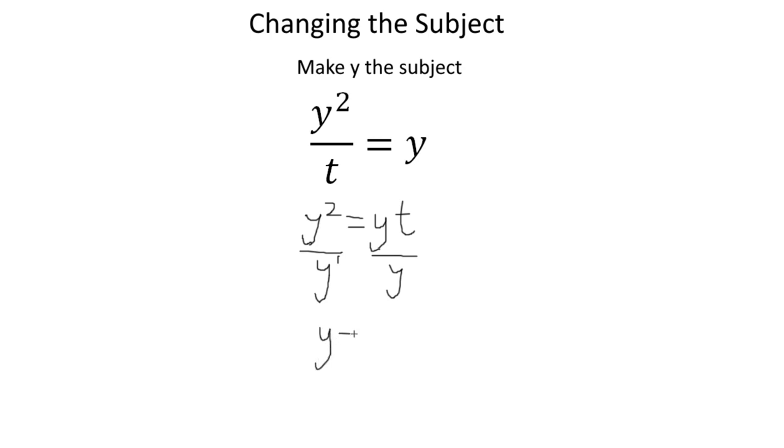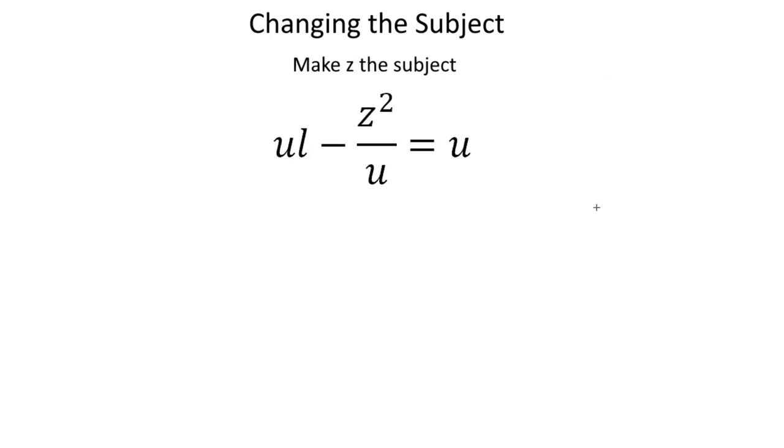Y on its own. And on the right, y divided by y is just 1, so you're going to be left with t. In the end, we just get y equals t. That's all we get. We've rearranged the formula, we made y the subject, and that is all there is to it.